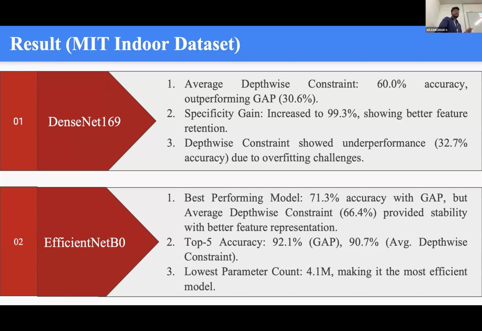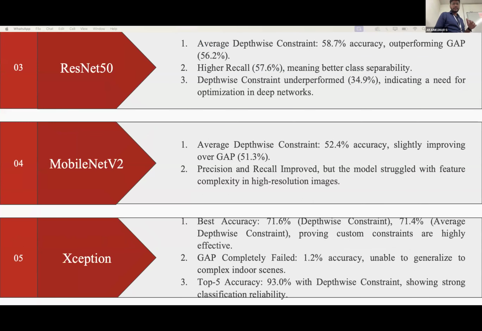But on the other hand, the EfficientNet model gives us an accuracy of 71.3%. ResNet gave us an accuracy of 58.7. MobileNet gave us an accuracy of 52.4. And the best model was XceptionNet, which gave us an accuracy of 71.6% with the depth-wise constraint layer.